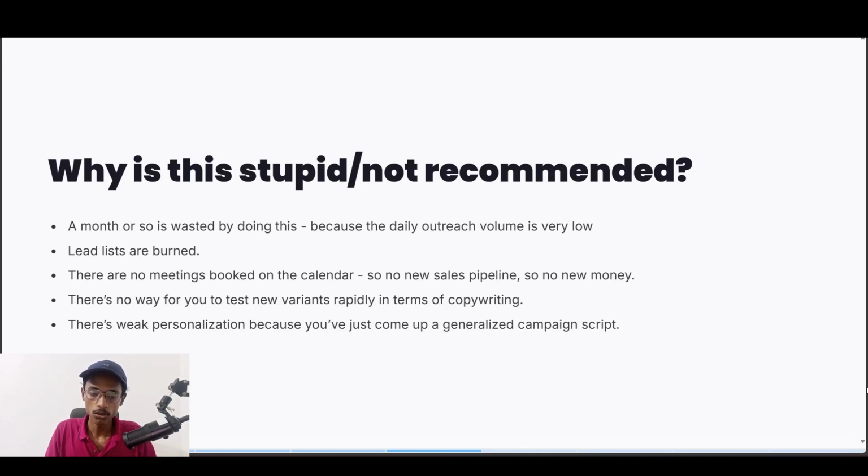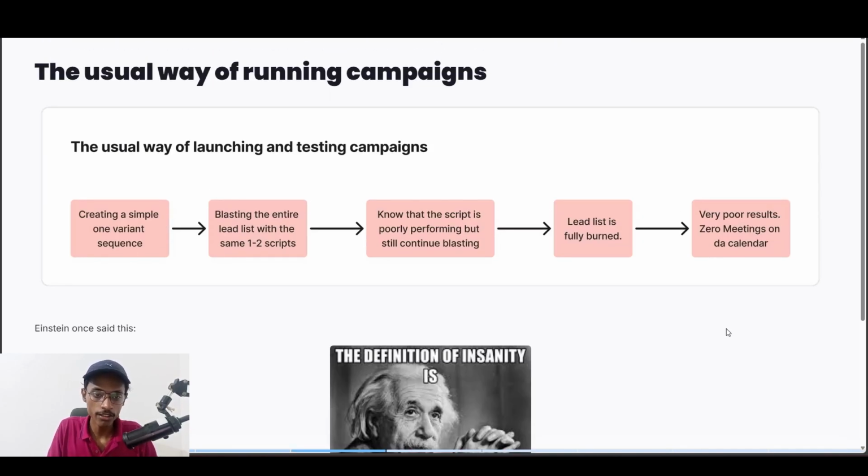So, again, why is this stupid and not recommended? Because a month or so is wasted by doing this, as the daily outreach volume is very low. A lot of the time, when they run this type of approach, they send 50 to 100 emails per day max.